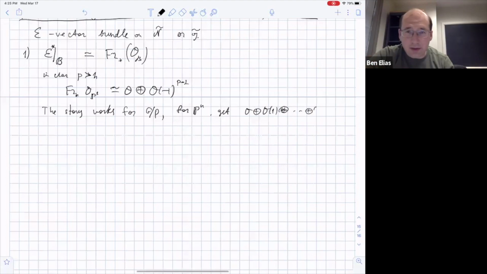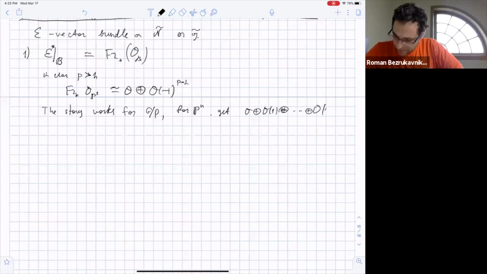And on the constructible side, should I just be thinking of a bunch of Springer complexes? No, I wouldn't say so.